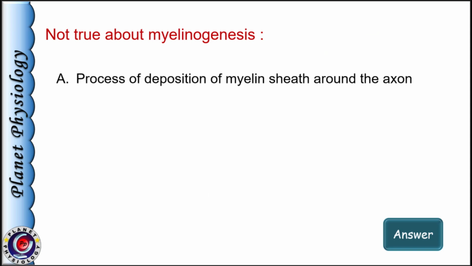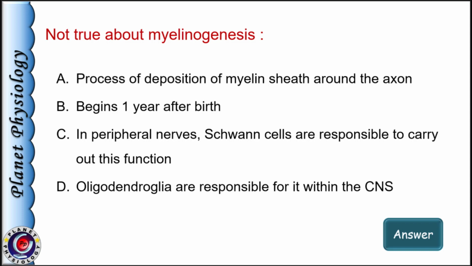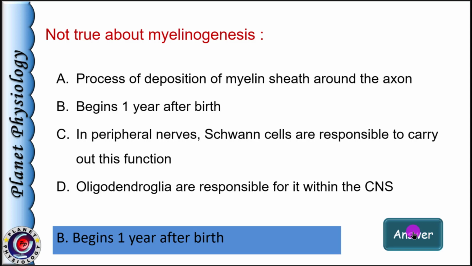Next question. Not true about myelinogenesis. Option A. Process of deposition of myelin sheath around the axon. B. Begins 1 year after the birth. C. In peripheral nerves, Schwann cells are responsible to carry out this function. And D. Oligodendroglia are responsible for it within CNS. So now here the question is not true. So options A, C and D are all correct. The wrong statement is myelinogenesis begins 1 year after birth. The process starts during fetal life itself. Myelinogenesis is a process of deposition of myelin around the axon.